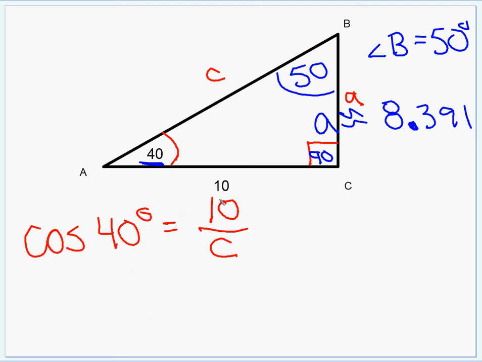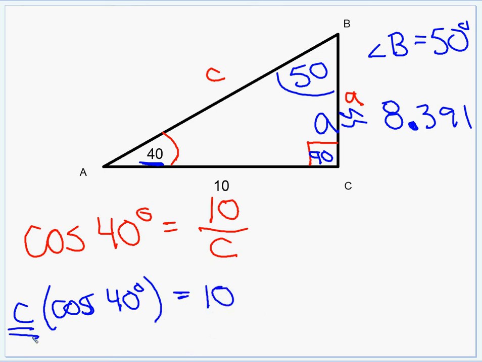Now, the first time you see one of these, we're going to do a couple steps of algebra to get the C by itself, but that'll lead us to a sort of a shortcut. So let's see here. First step, we're going to multiply both sides by C. So that's going to be C times the cos of 40 is equal to 10. And then to get the C by itself, we're going to divide by cos 40. So C is equal to 10 over cos 40.